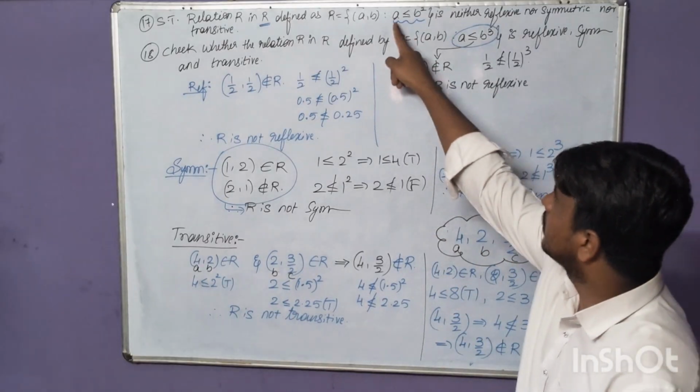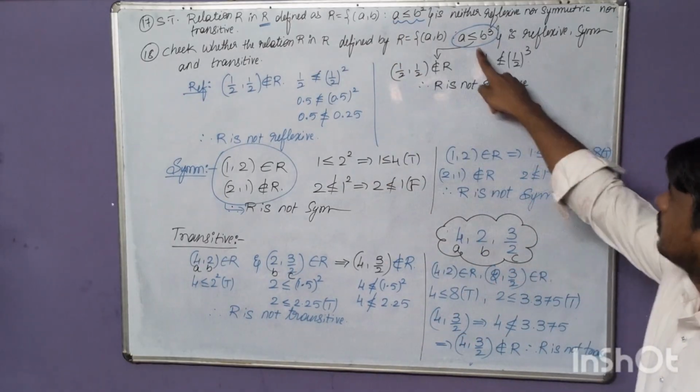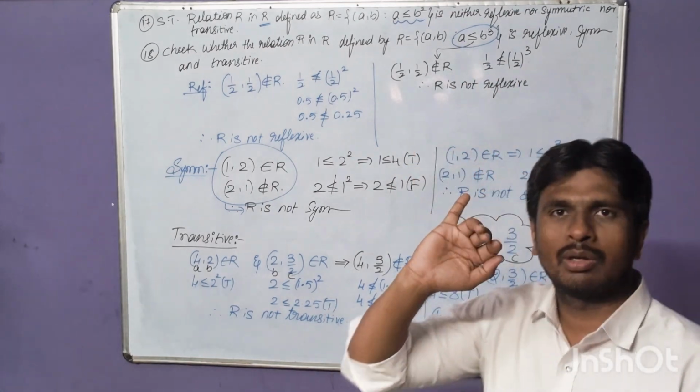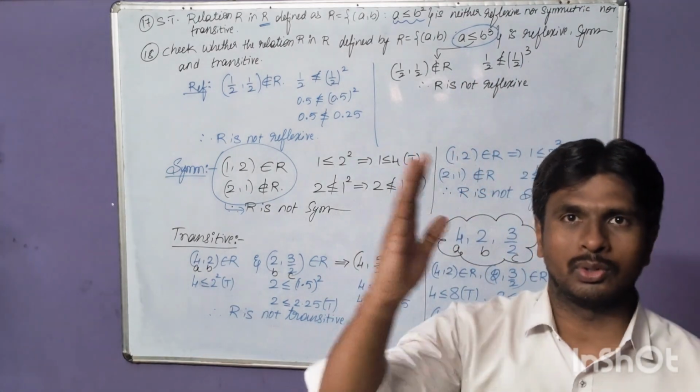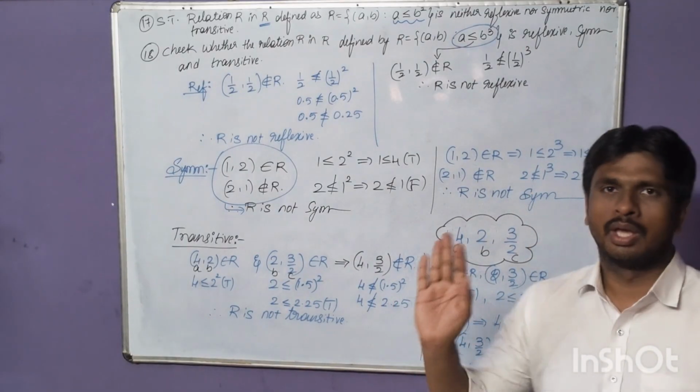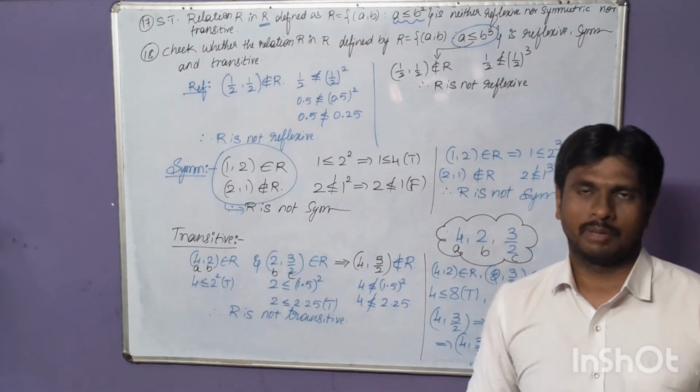So when we have A is less than or equal to B square and A is less than or equal to B cube, be prepared with the solution that if you take the values of A, B, C as 4, 2, 3/2 respectively, 100% you can easily prove that the given relation is neither reflexive nor symmetric nor transitive.